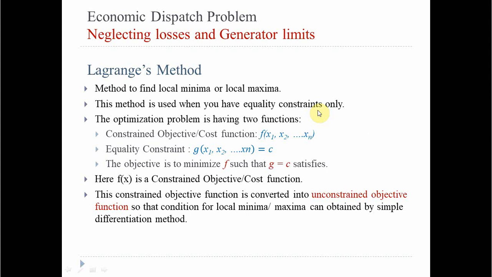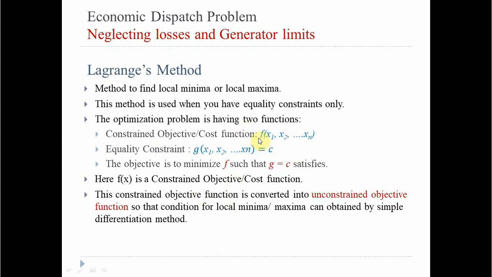Clear? So now coming to any optimization problem, you have two functions. One is the objective or cost function. This is your cost function f of x1, x2, xn. This cost function is a function of x1, x2 and so on till xn. Similarly, you will have an equality constraint given by this equation: g of x1, x2 and so on till xn will be equal to c, where c is some constant. So this is the equality constraint function. Now the objective of the optimization problem is to minimize the f function such that g equal to c is satisfied.